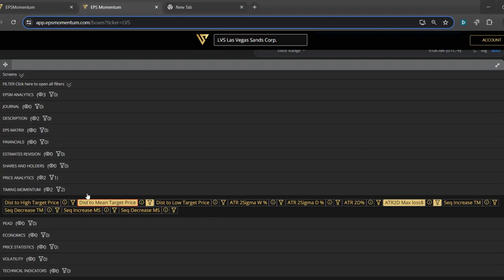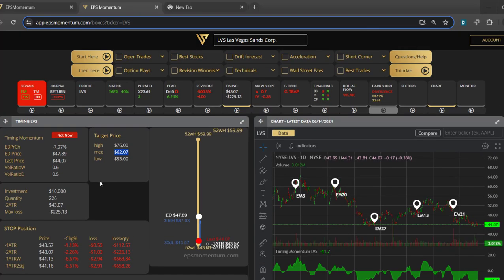So there you go. Really, the fields in the screener are very useful. This timing widget, again, very useful, and we think it will be very useful for investors. Play around with it. If you have any questions, you can always send us an email at support@EPSMomentum.com. Thank you very much for your attention.